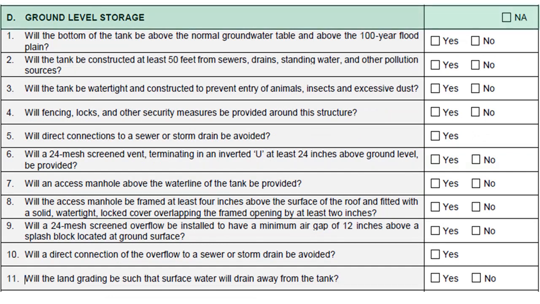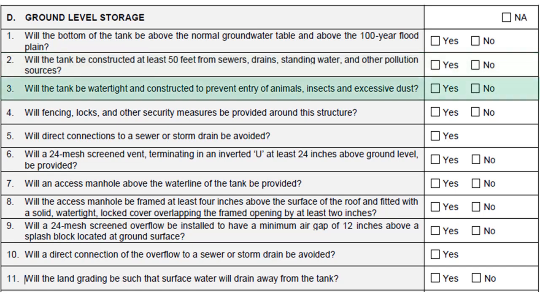Section D is for ground level storage. If this section is not applicable, select NA and continue to Section E. Ground level storage should be above the normal groundwater table and above the 100-year floodplain. You can find more information on the 100-year floodplain by selecting the link below. Storage should be constructed at least 50 feet from sewers, drains, standing water, and other sources of pollution to prevent possible contamination.